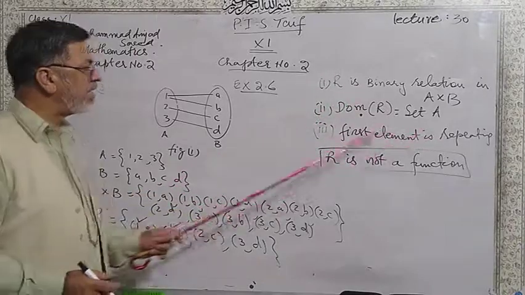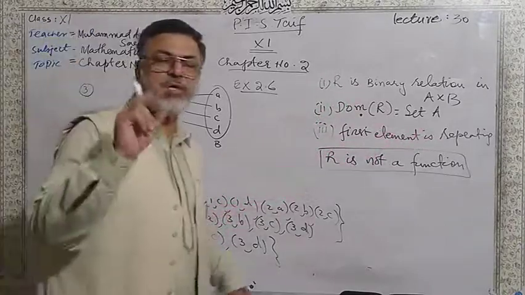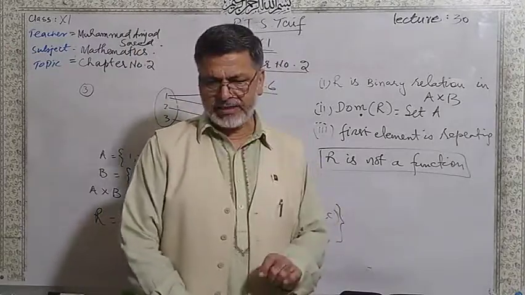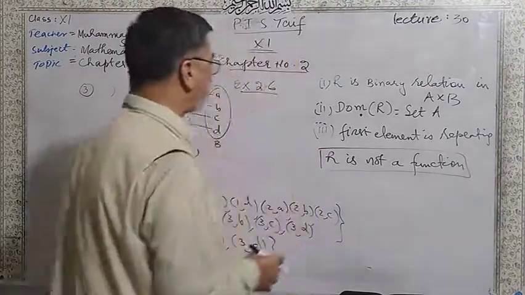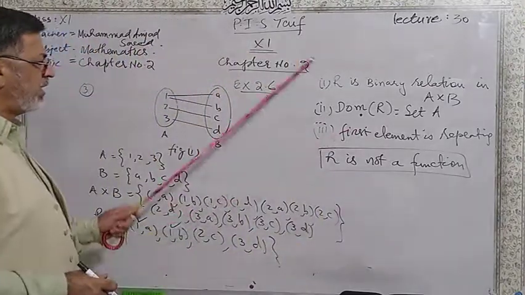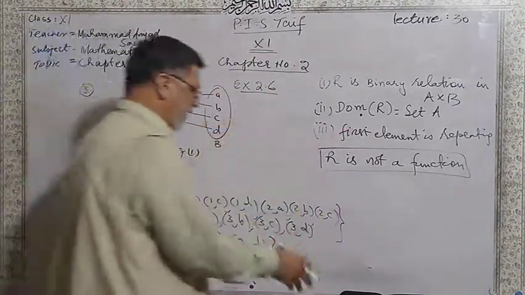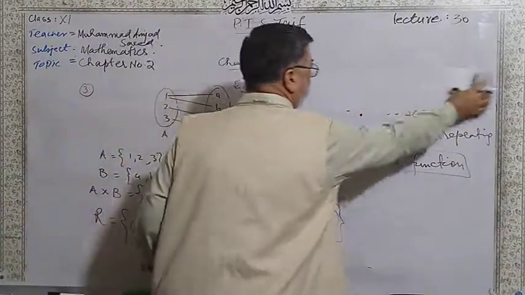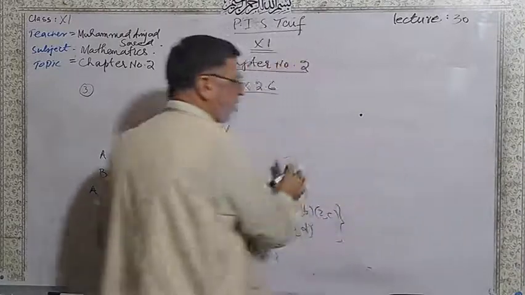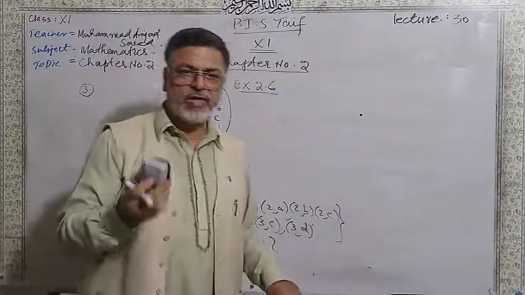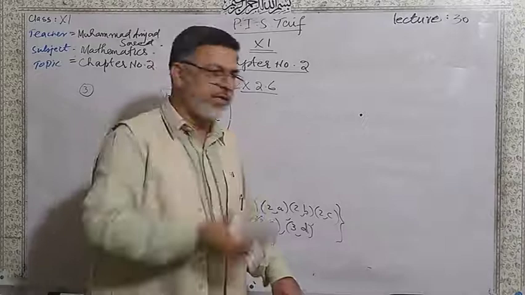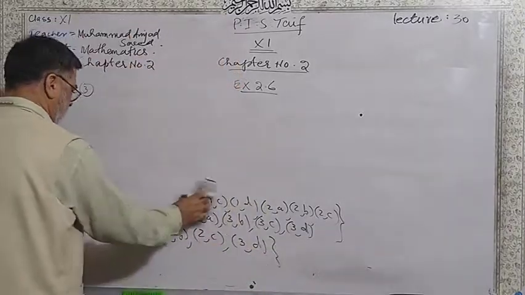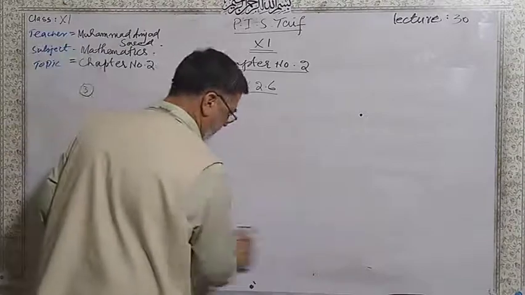Here the first element is repeating. But I told you about the third condition that no first element is repeating. So that is the violation of your third condition. So R is not a function. This question is finished here. So we have to satisfy the conditions one by one, just as I have written for into and onto functions. So that is the diagram, figure number 1.